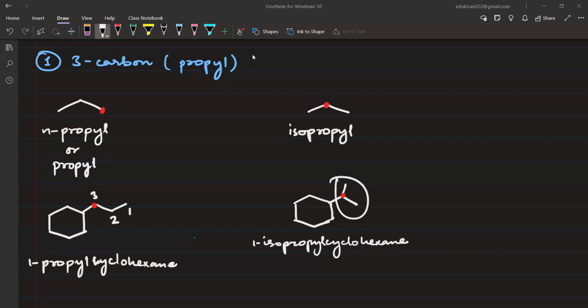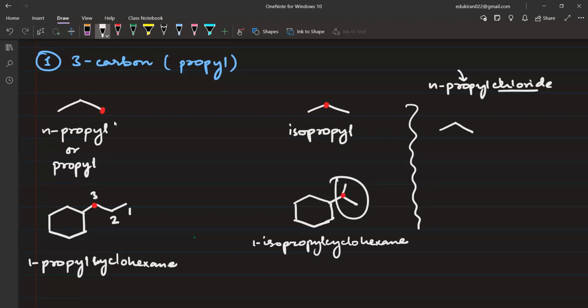Right? Now, you can also see this isopropyl, N-propyl in the case of common names. For example, if they say N-propyl chloride, that means chlorine is attached to normal propyl. So 1, 2, 3, and in one of the terminal carbons, you will have chlorine group. If they say isopropyl chloride, then you have propyl like this, and chlorine is attached in the middle carbon. All of you understood this? Yes or no? Please tell me.